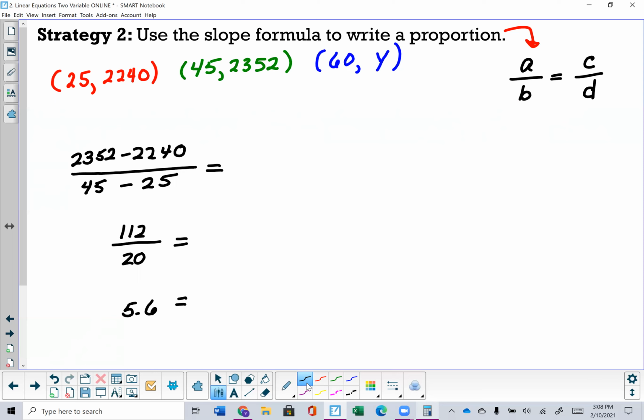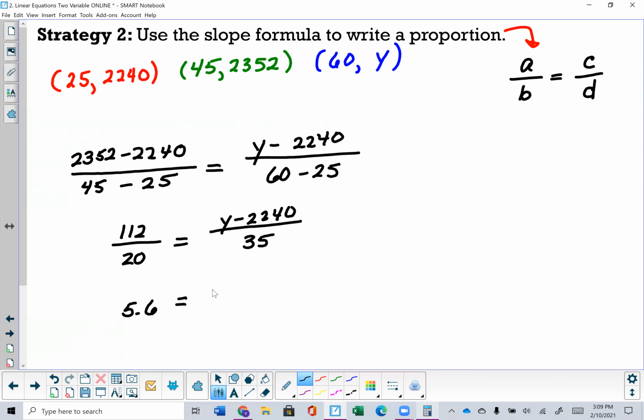And so this time I'm going to do the y minus 2240 over 60 minus 25. Now remember, this is the slope of the line, so it should still equal 5.6. Okay, so I'm going to just simplify this further. y minus 2240 over, and now the 60 minus 25 is 35. And I'll just bring that down to our last line where we ended.